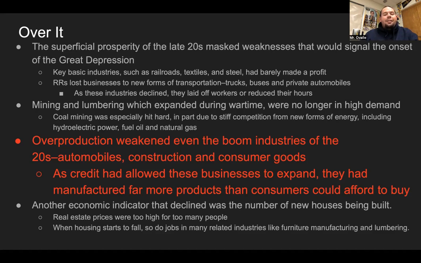Another economic indicator that declined was the number of new houses being built. Real estate prices were too high for too many people. Check out the Bay Area if you need an example. So when housing starts to fall, so do jobs in the many related industries like furniture manufacturing and lumbering, because you build houses with wood.